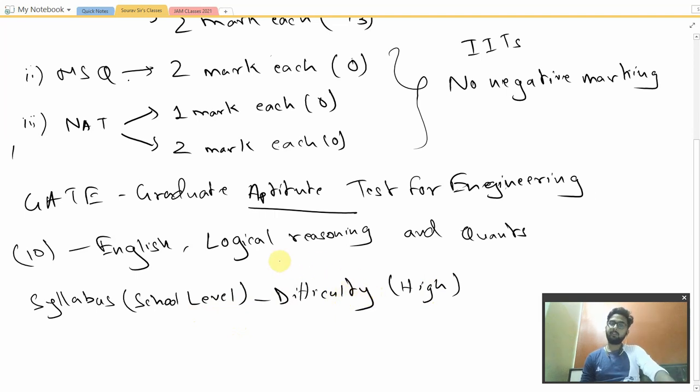Logical reasoning questions will be there, and somewhat English questions, like repair, fill in the blanks, paragraph statements, or some comprehension. 10 questions are there for these three aptitude types, and these 10 questions are the same for all subjects.